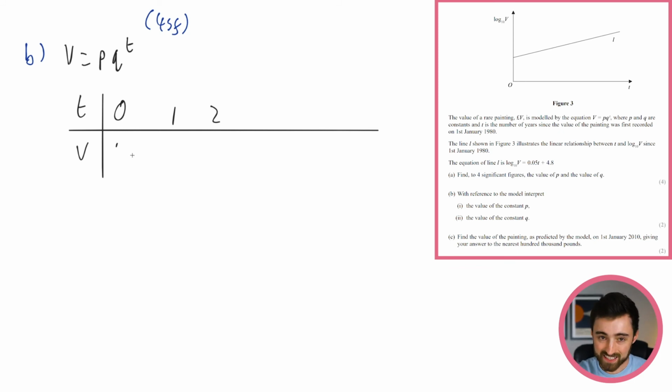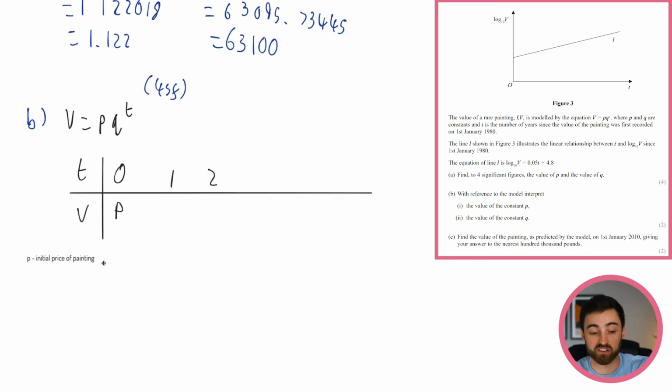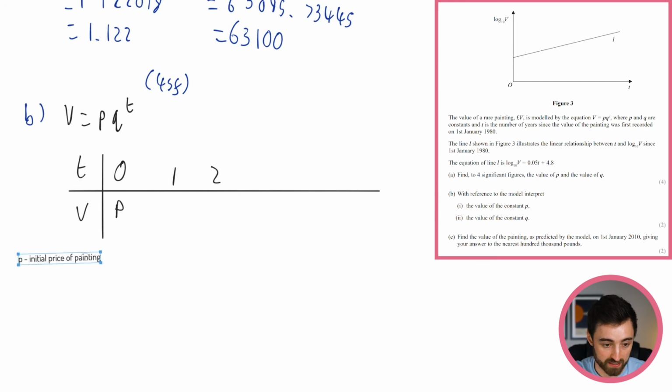So that instantly tells me something, doesn't it? That tells me that p is just the initial price of the painting, right? So p is going to be the initial price of the painting because time t equals 0. So initial price of painting, when t equals 0, so it's going to be the price it was sold for on the 1st of January 1980. So it's going to be 63 grand, not bad for a bit of paint.